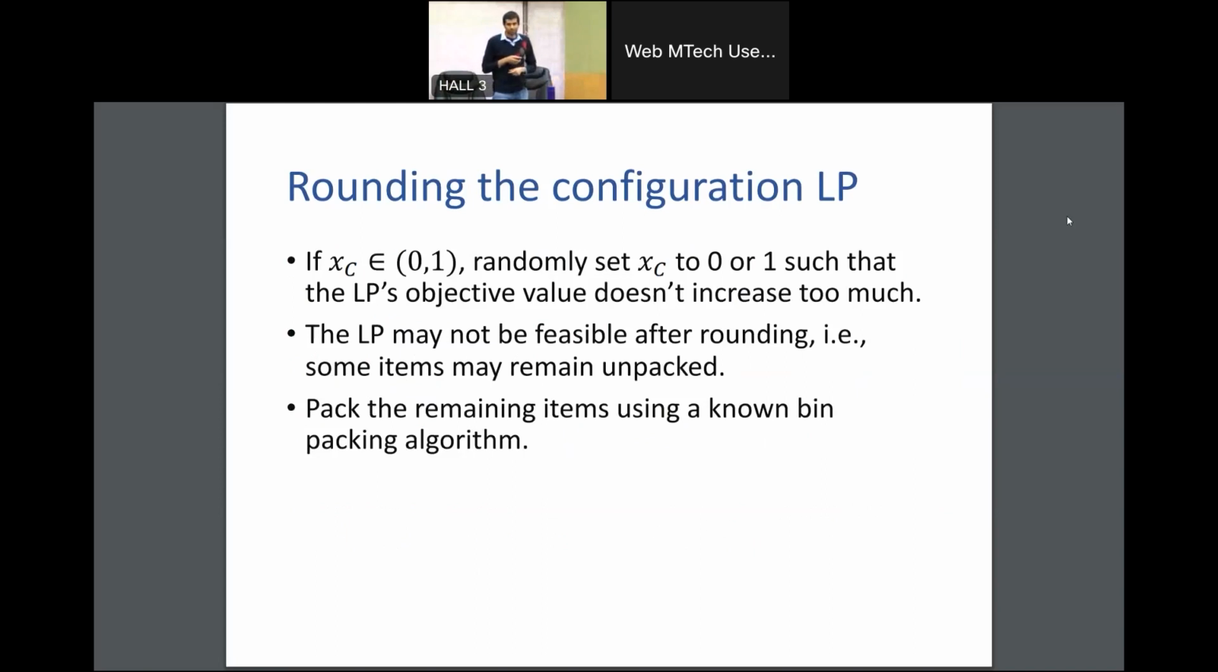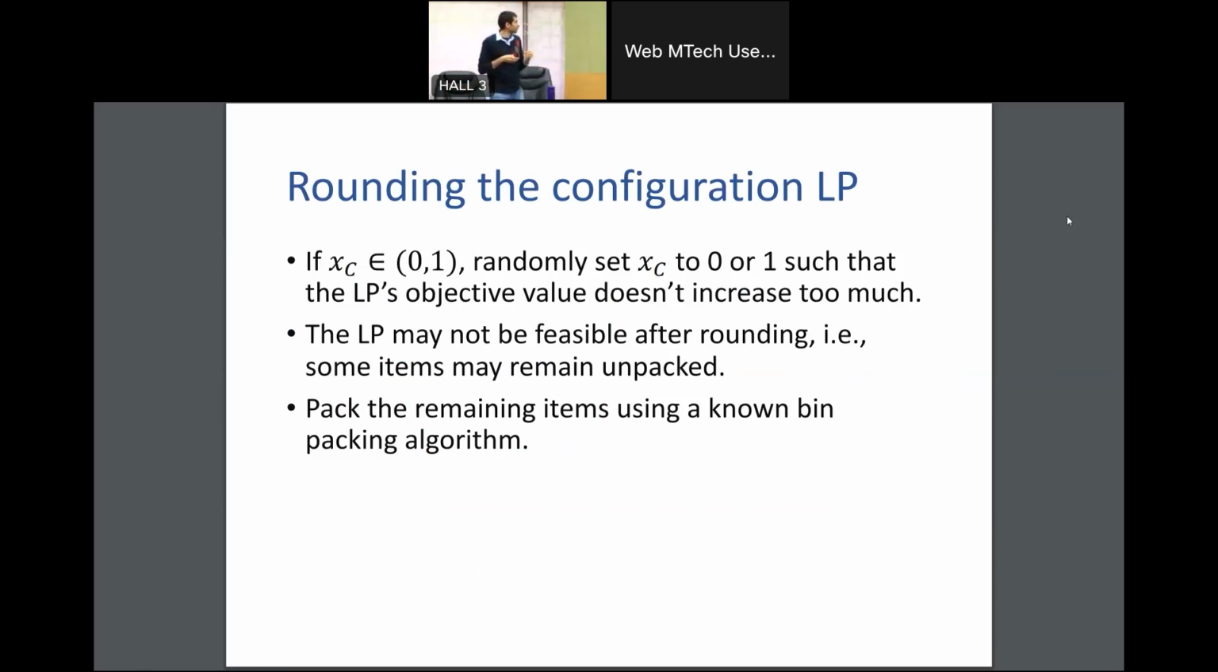So how do we round the configuration LP? The configuration LP's optimal solution need not be integral, so some of these variables can have values strictly between 0 and 1. So we randomly round it, which means that we flip a biased coin, and if it is heads, then we set its value to 1. Otherwise, we set its value to 0. And we select the biases of the coins in such a way that the expected value of the objective value does not increase too much.